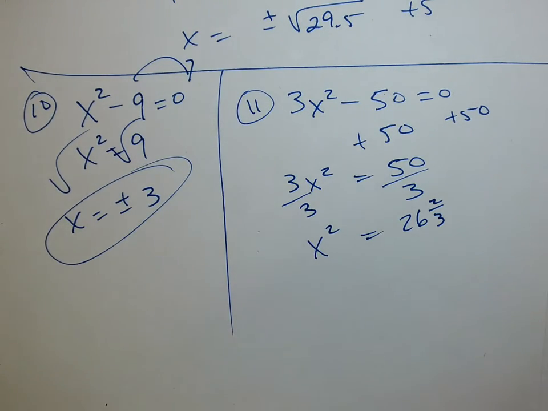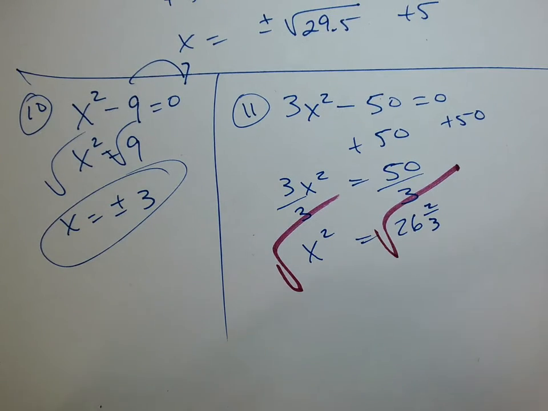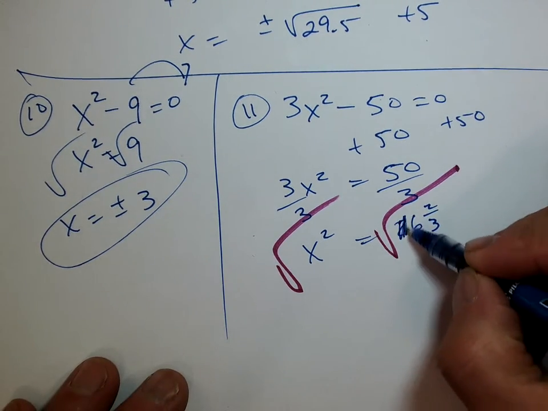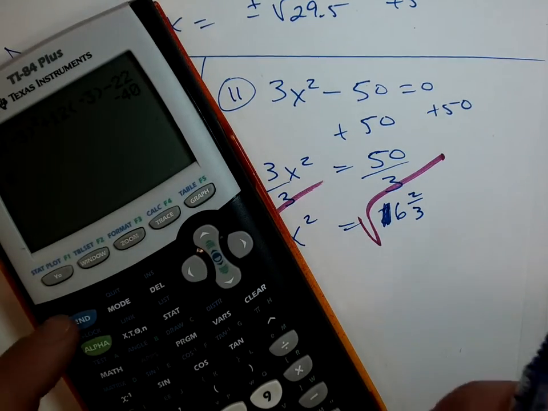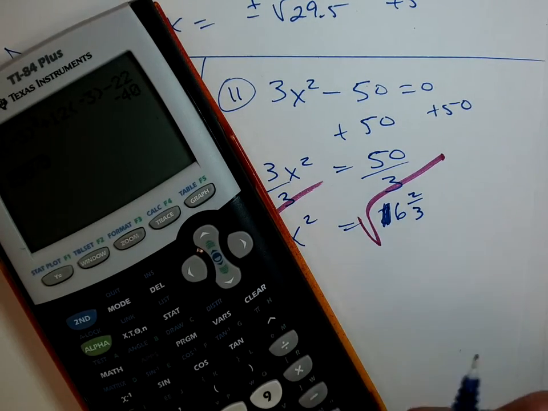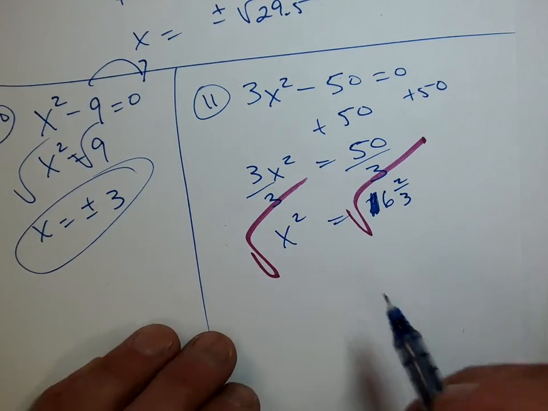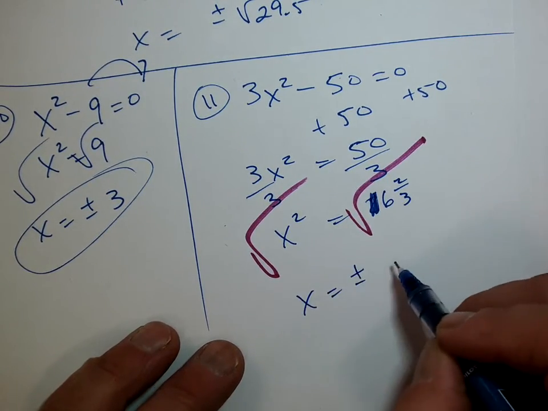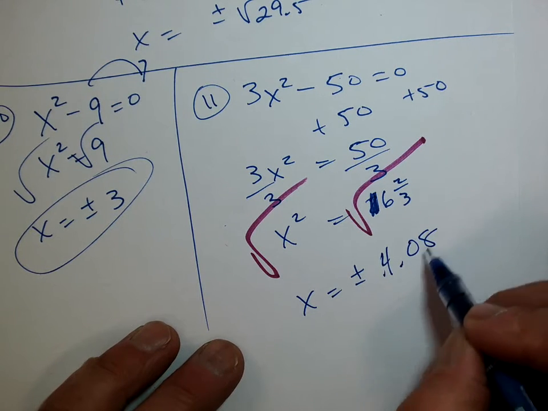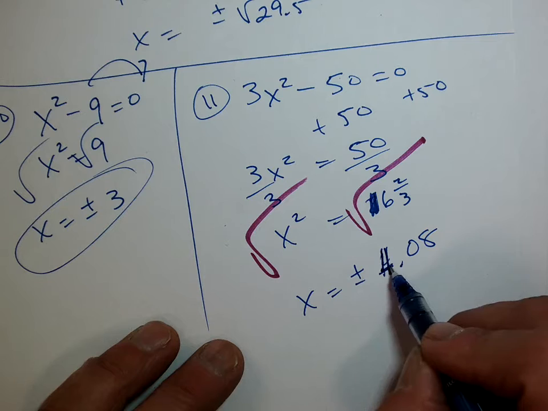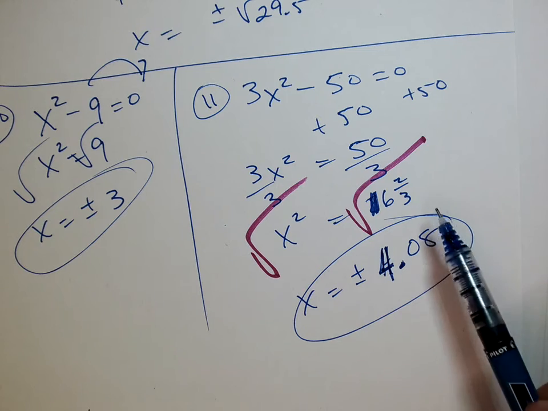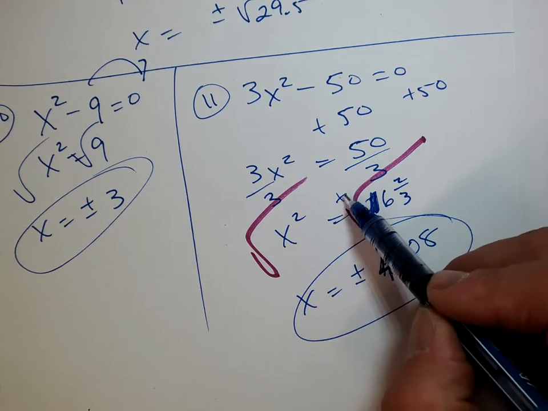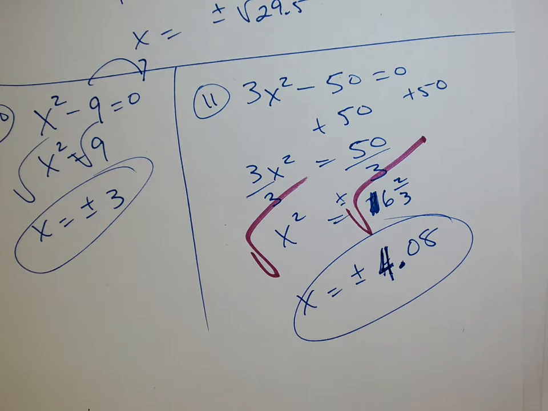Square root, right? Oh, is it 16? Yeah, it is 16. And then I'm just going to do this. What is the square root of 16 and two thirds? So if I use my calculator, this time I'm actually going to use my calculator. x is equal to plus or minus about 4.08. Okay. Or if you wanted to leave it like this, I'd take that too. Okay, plus or minus. Let's do the plus or minus, right? Okay. How am I doing?